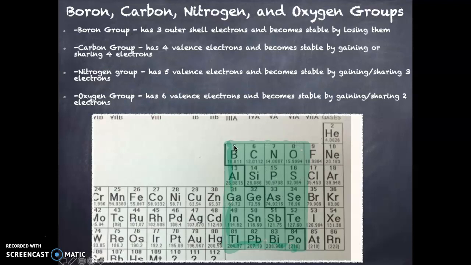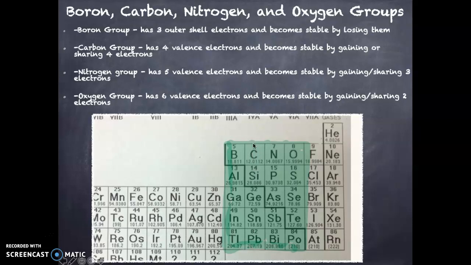We're also going to kind of chunk these ones right here. Group 13 is called the boron group because boron is at the top of the column. They have 3 outer electrons. Group 14, the carbon group. Okay, we're getting into our metalloids and starting to turn into our nonmetals.